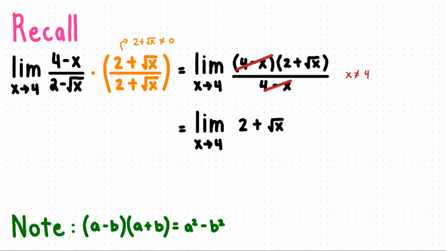Now we can easily plug in the value of 4 in this function. So we obtain out here 4 by direct substitution. And so we got the same answer as what we had in the factoring method. So that is how we apply rationalization in limits. Now let's try out more examples applying this concept.